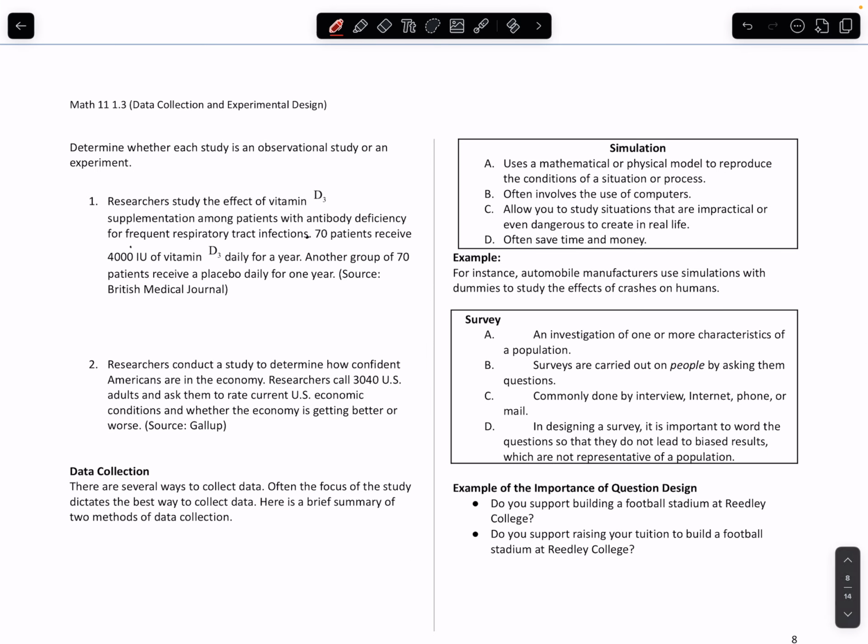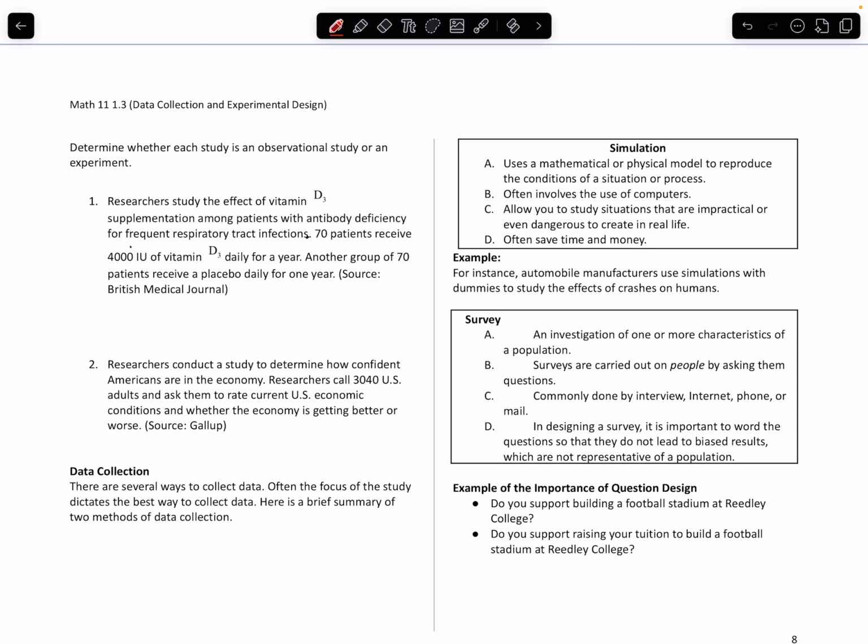So it asks us to determine whether each study is an observational study or an experiment. So number 1 says, researchers study the effect of vitamin D3 supplementation among patients with antibody deficiency for frequent respiratory tract infections. You don't really know what those are? That's okay. 70 patients receive 4,000 IU, which are just international units. It's just a unit of measurement of vitamin D3 daily for a year. So 70 people get the vitamin D3. Another group of 70 patients receive a placebo daily for 1 year.